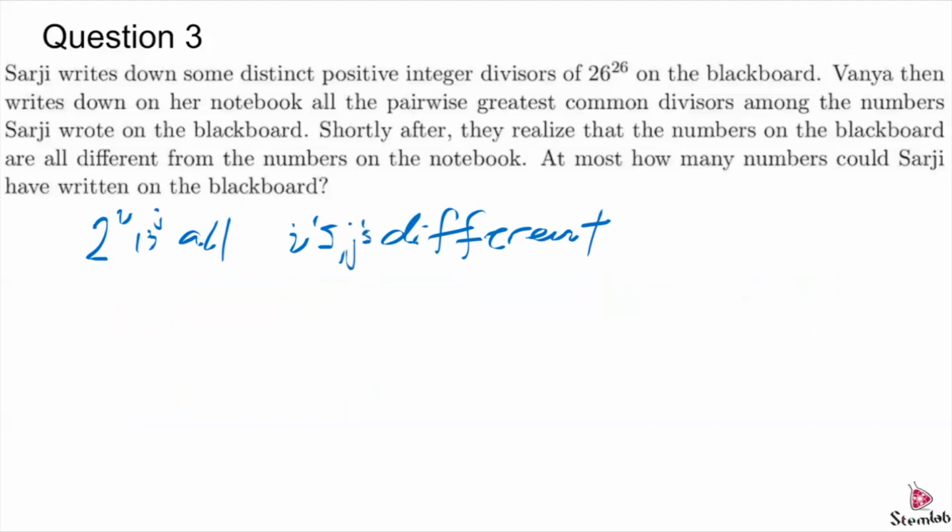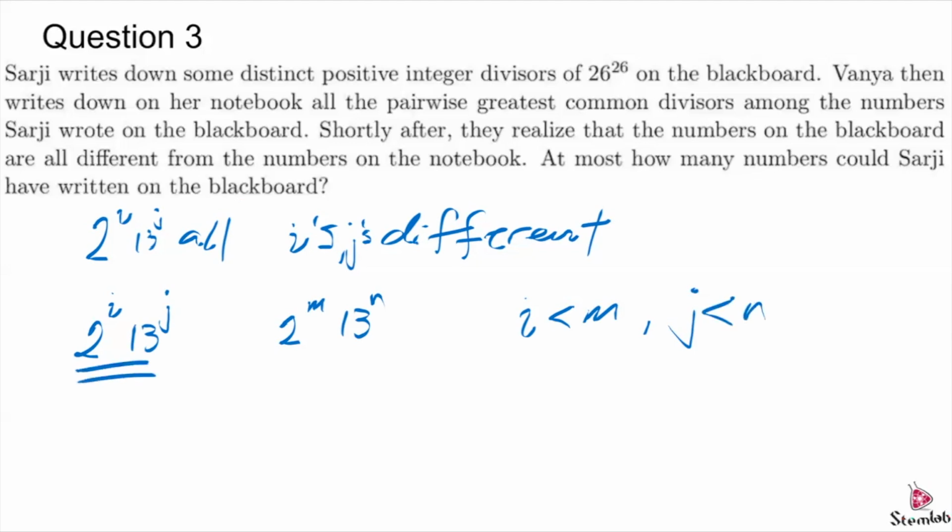The other condition is that you cannot have a case where you have 2^i times 13^j and 2^m times 13^n, where both i and j are less than their counterparts m and n. This also cannot happen, because in this case you would just take 2^i times 13^j as your greatest common divisor.